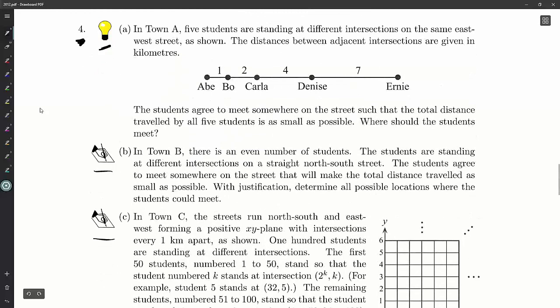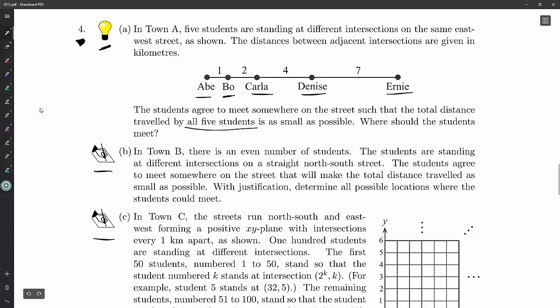In Town A, 5 students are standing at different intersections on the same east to west street as shown. So we've got Abe, Bo, Carla, Denise, Ernie. The distances between adjacent intersections are shown in kilometers: 1, 2, 4, and 7. The students agree to meet somewhere on the street such that the total distance traveled by all 5 students is as small as possible. So we want to minimize the travel distance for these people. Where should the students meet?